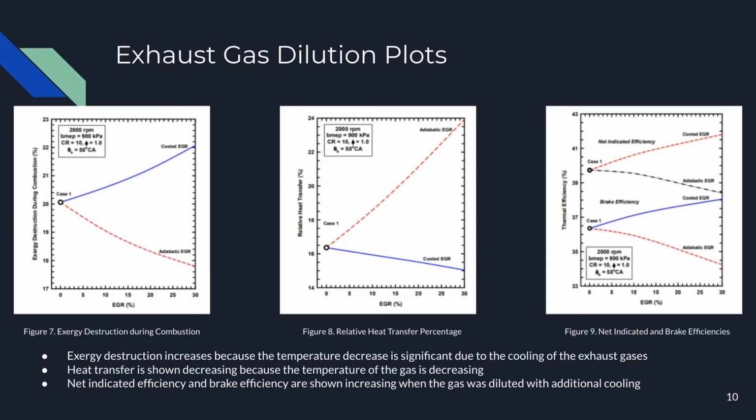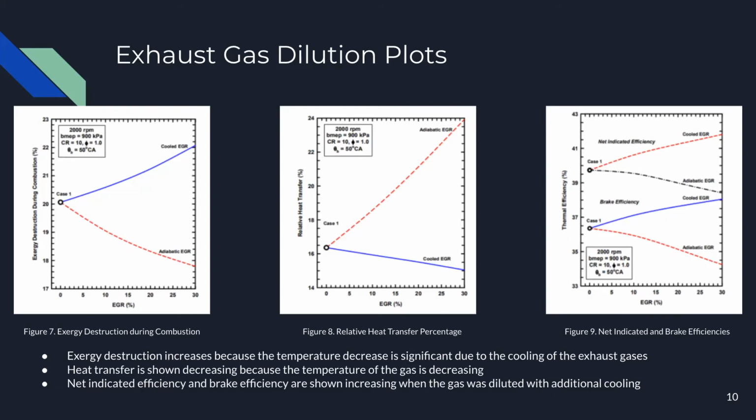So the first plot, figure 7, shows that for an engine with diluted exhaust gases, there's an increase in exergy destroyed, and the engine with the adiabatic EGR has lower exergy destruction, and this is just due to the fact that there is a temperature decrease from the cooling of the gases. So with lower temperature, there's more exergy destroyed. The second plot, figure 8, shows that with a cooled system, the amount of heat transfer is decreasing because the temperature of the gas is decreasing.